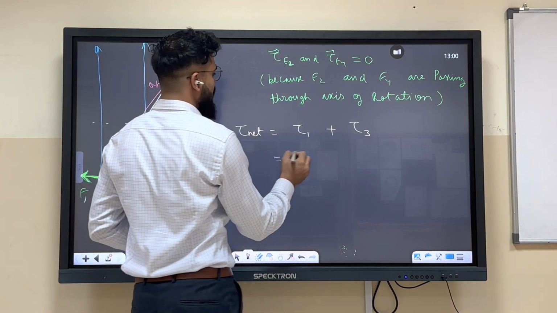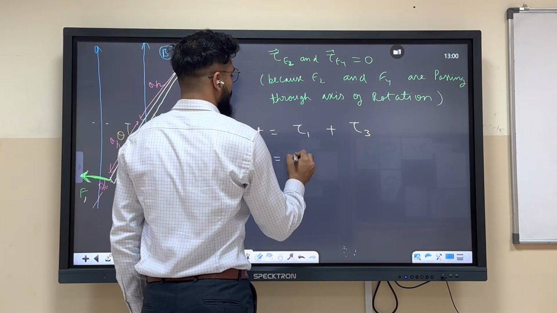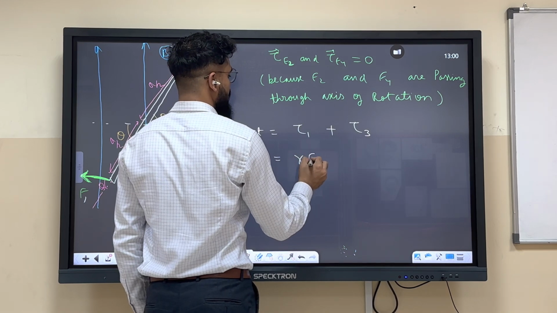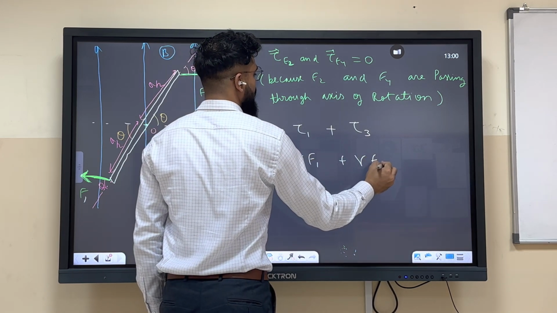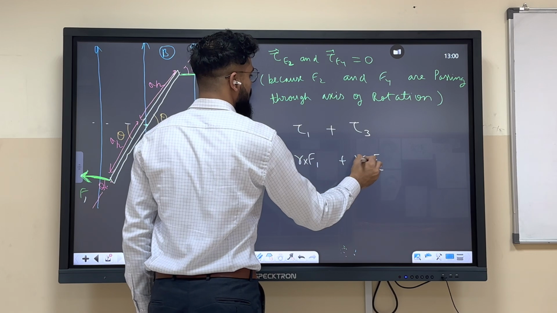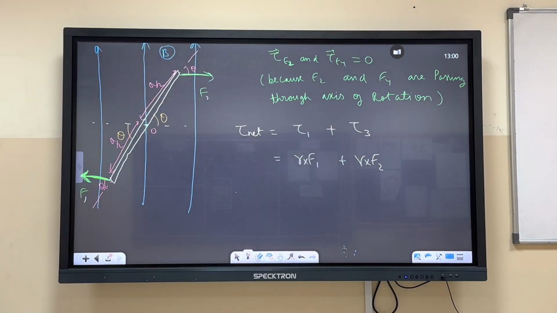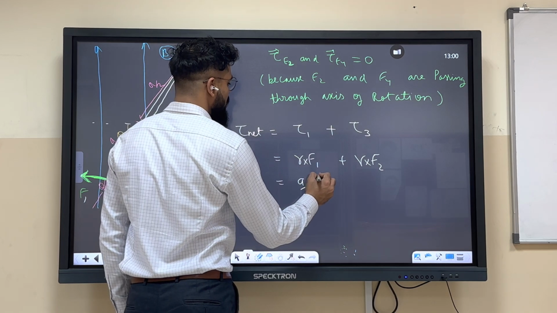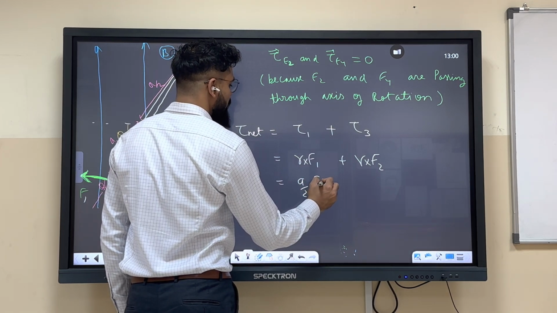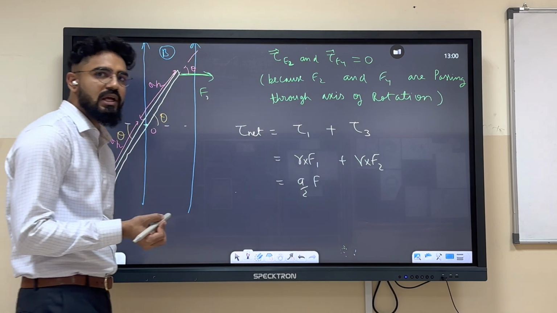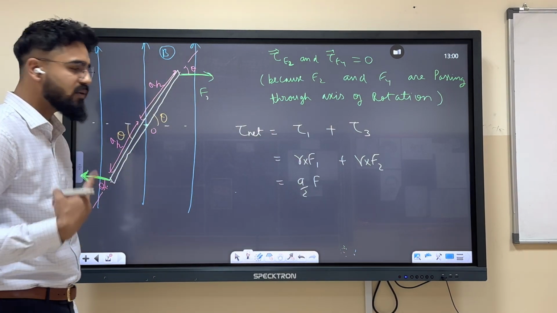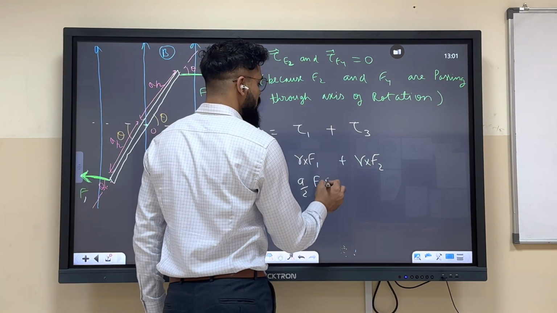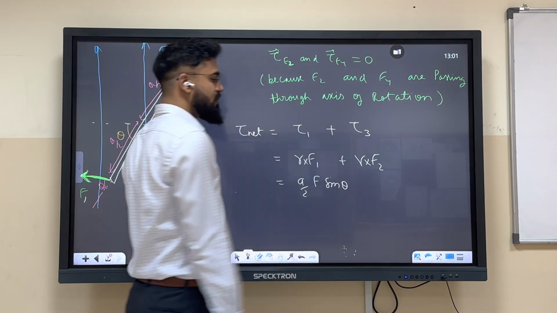Okay? So what will come? From here, R into F1 plus R into F2, or you can write cross as well. R cross F1, R cross F2. From the diagram, it's very clear. The angle between the distance and the force is what? Theta. Can we write A by 2 into F1. F1 is nothing but F only. We all know that its value is the same. F into sin theta. Correct?